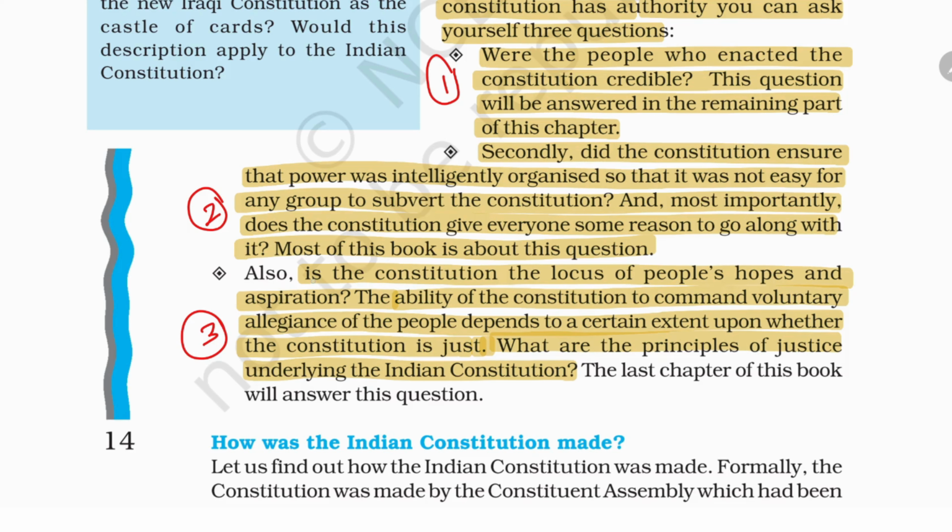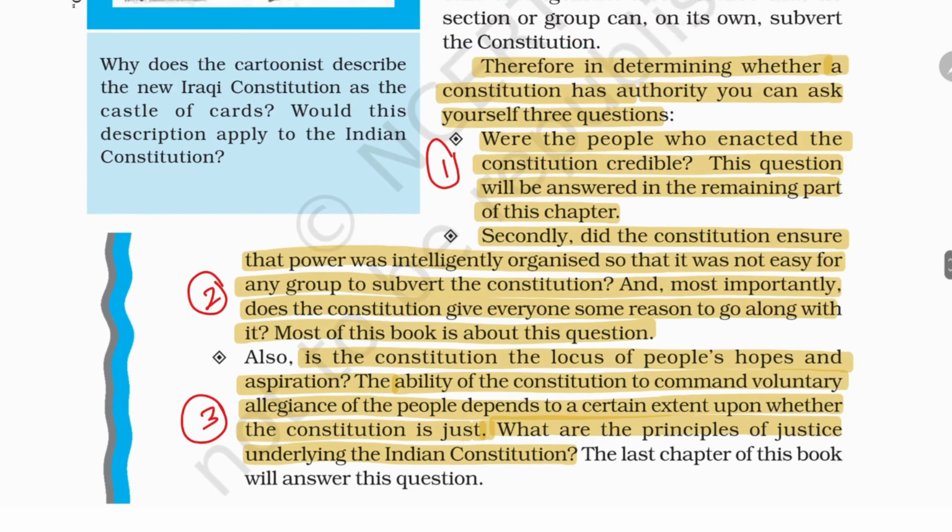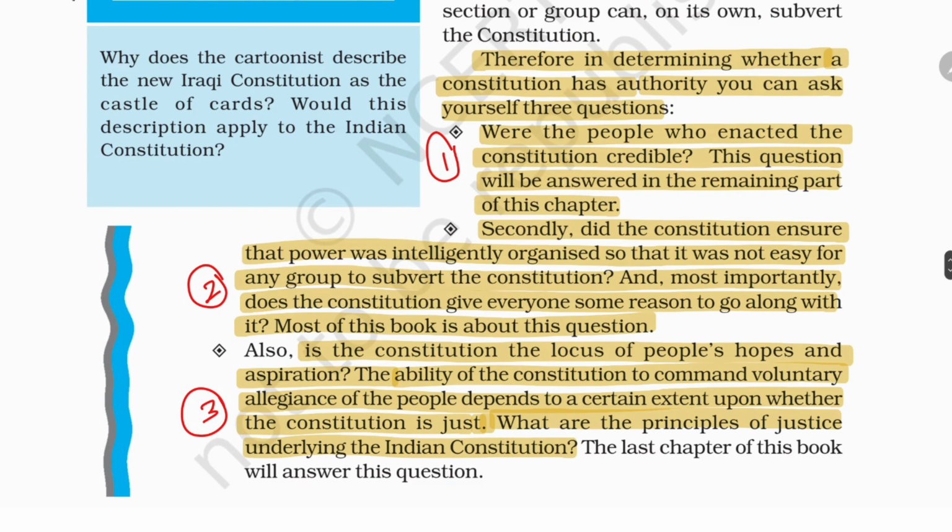Also, is the Constitution the locus of people's hope and aspirations? The ability of a constitution to command the voluntary allegiance of the people depends to a certain extent upon whether the constitution is just. What are the principles of justice underlying the Indian Constitution? The last chapter of this book will answer this question. Kindly highlight this portion and mark 1, 2, 3 the way you can see on the screen.